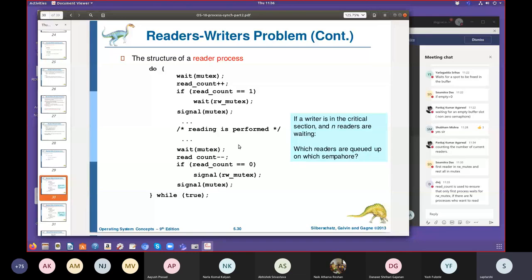Now I see some of you already trying to answer the question which is written on the slide. So Shomitra says that the question is, if a writer is already in the critical section, then all readers must wait, right? So let's say n readers are waiting. Which readers are queued up on which semaphore? Shomitra is saying the first reader is waiting on RW mutex and the rest are all waiting on mutex.